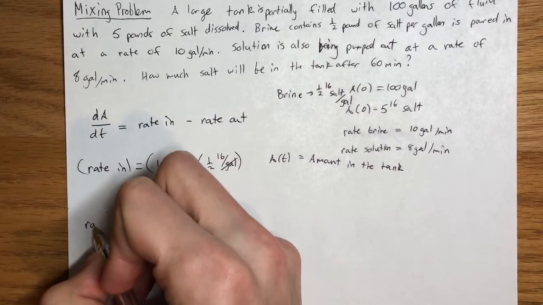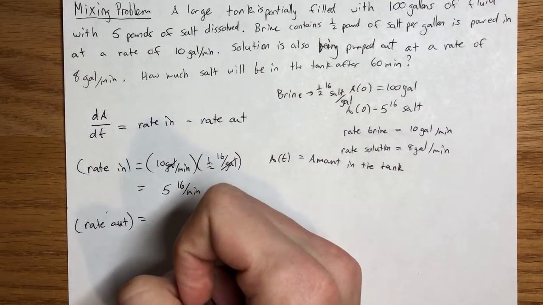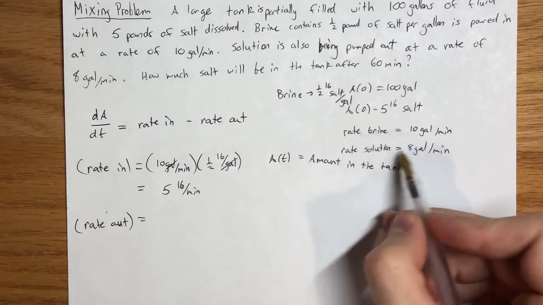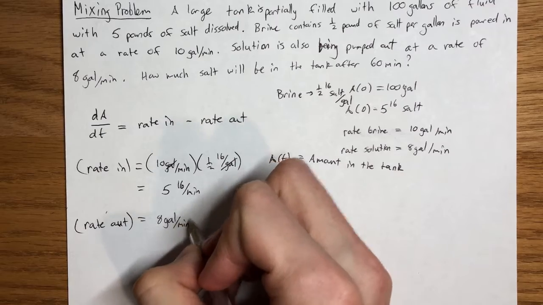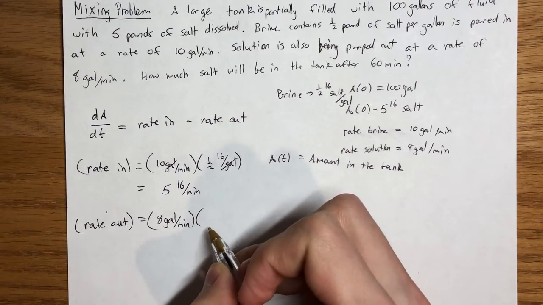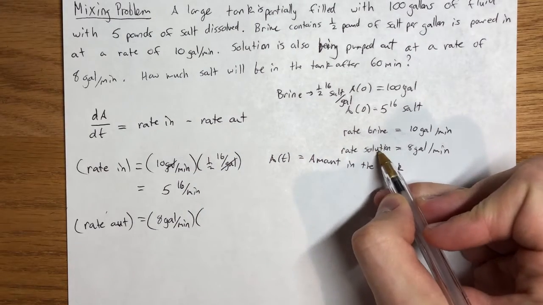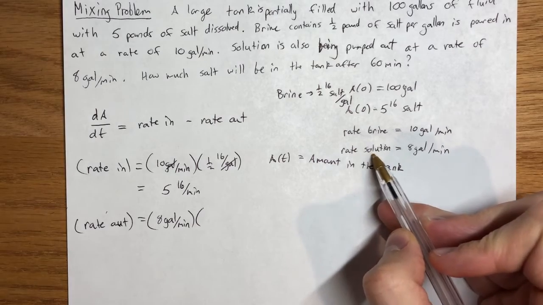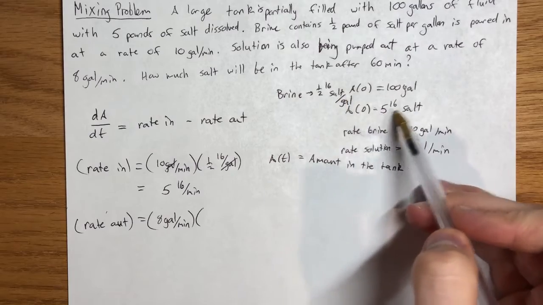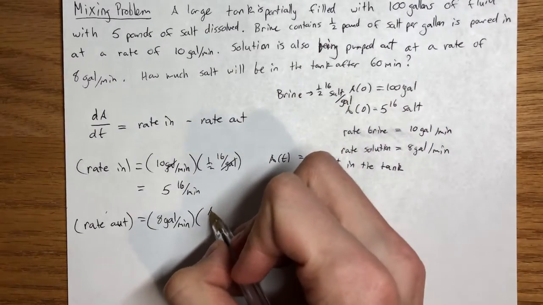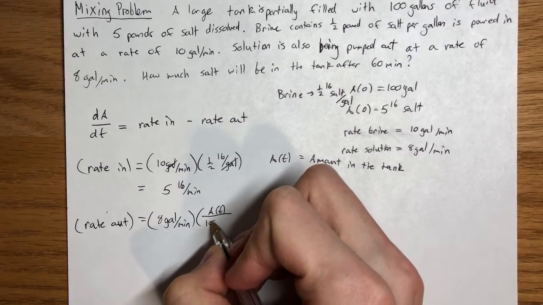For the rate out, we don't have all of the information that we need quite yet. We do know that the solution is being removed at 8 gallons per minute. So we have our 8 gallons per minute, and then this will be multiplied by our solution amount. Now notice the brine versus solution difference. So the solution, we need to include not just the brine that's been added, but also the initial amount that we were given. We have to include that as well. So we'll have some unknown amount at a given time divided by our initial amount, which is 100 gallons.